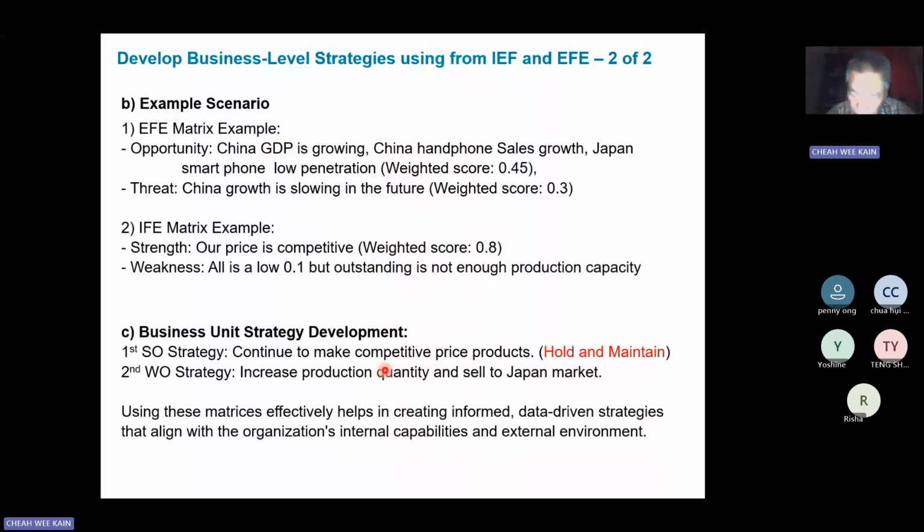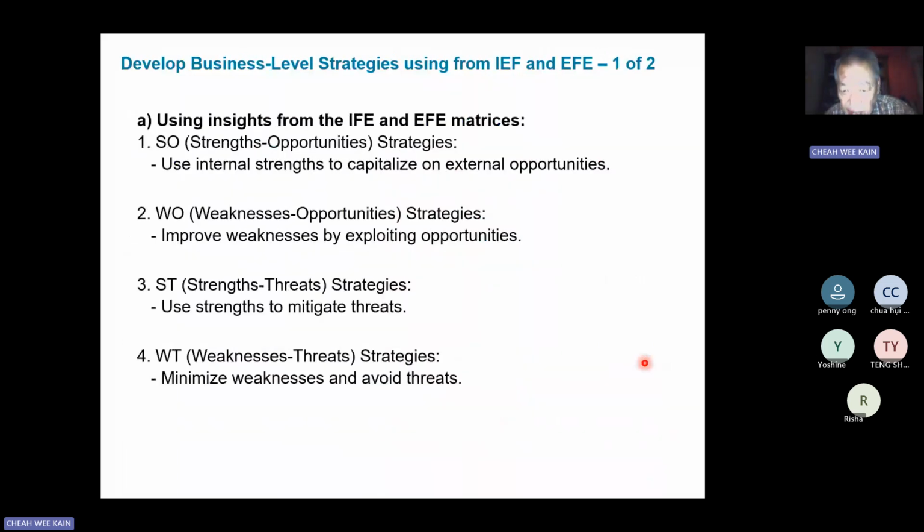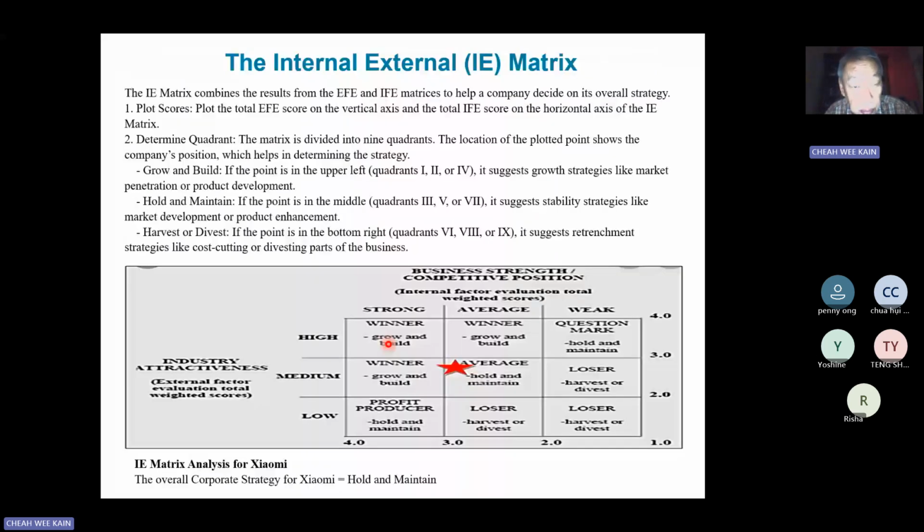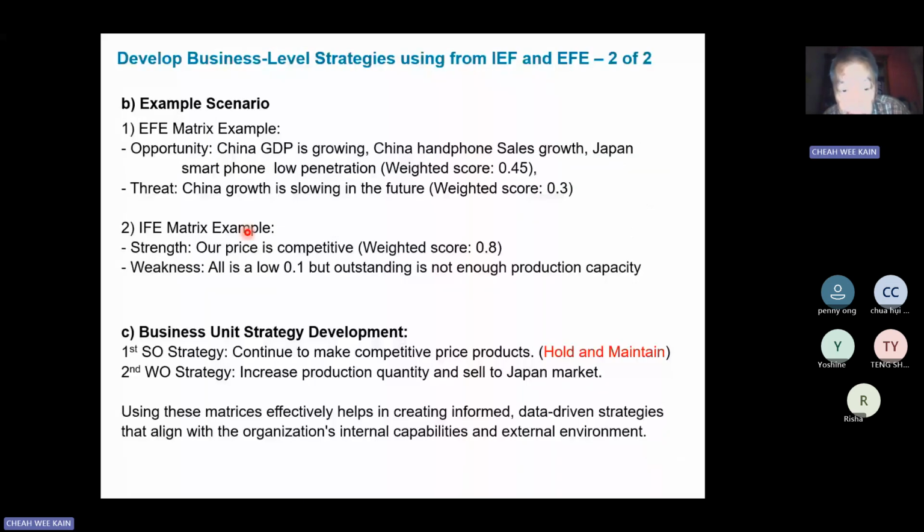Maybe if you are not hold and maintain, let's say for example your star is not here, your star is in grow and build. What does that mean? If your star is grow, then your strategy will be a little bit different: invest more and continue making competitive price product.